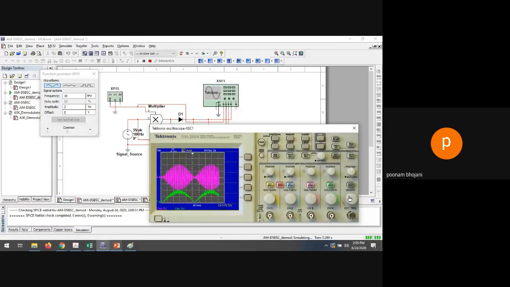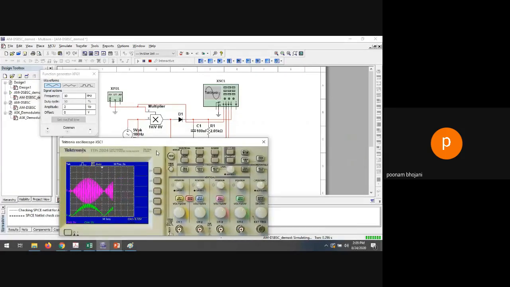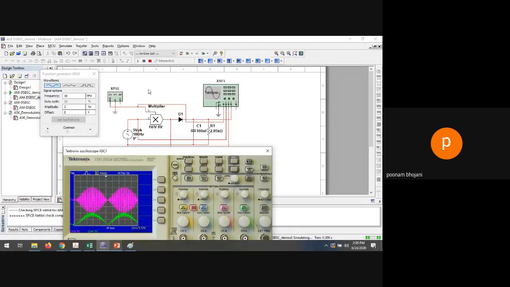Okay, we are getting the signal but it is not smoothened, right? We are getting oscillations here in the positive cycle. So we can change the value of the resistance to make it smooth. Just a minute, let me change the resistance and capacitance value.